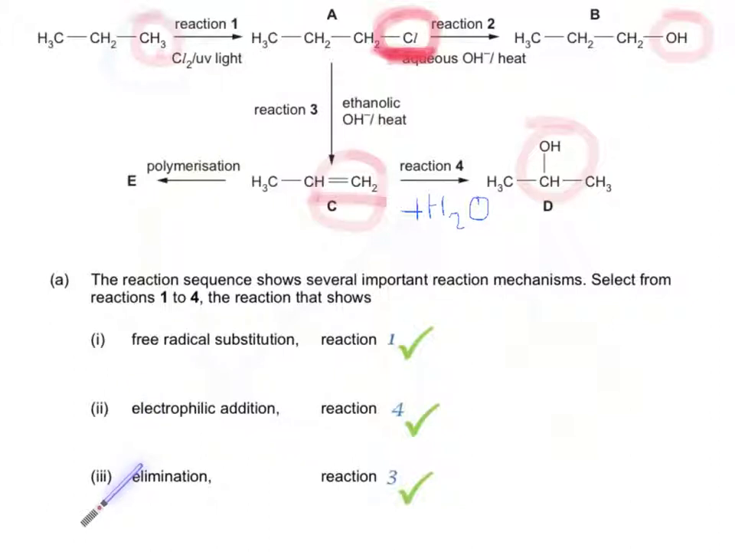And finally, elimination means the removal of a part of a molecule. And if you look at reaction 3, what we've done is removed one hydrogen from this carbon here. So we're going from CH2 to CH, and also we're removing the Cl from here to leave CH2. So from here we've lost a hydrogen chloride molecule.